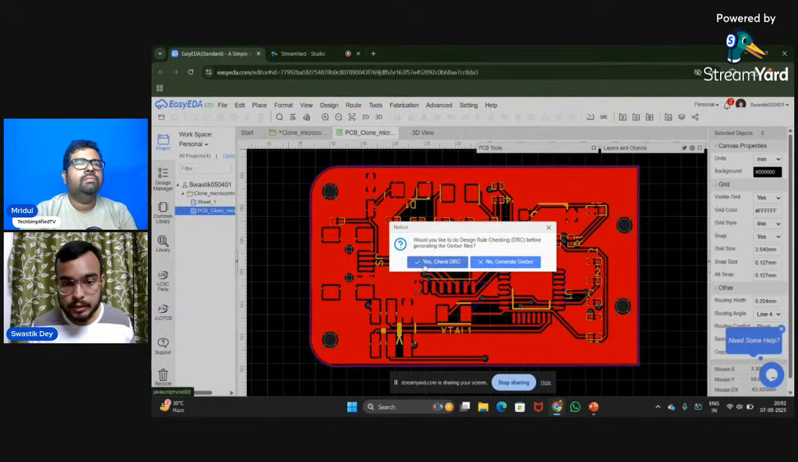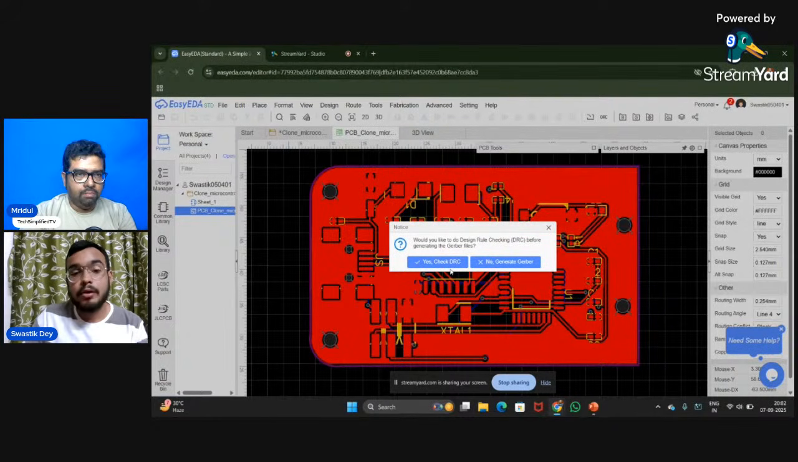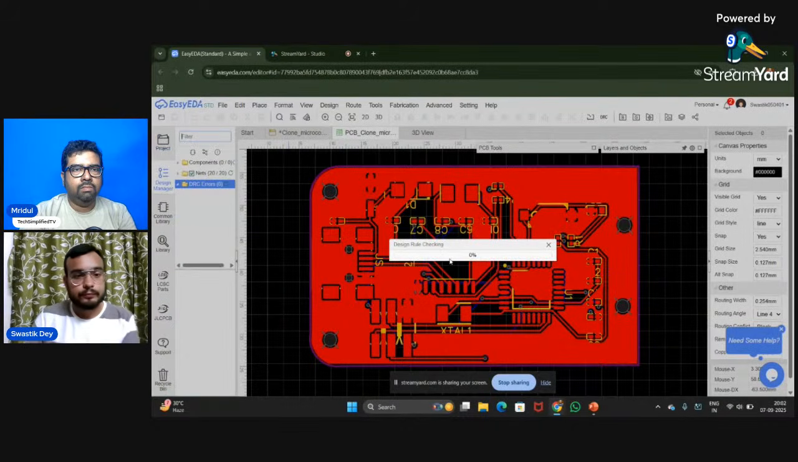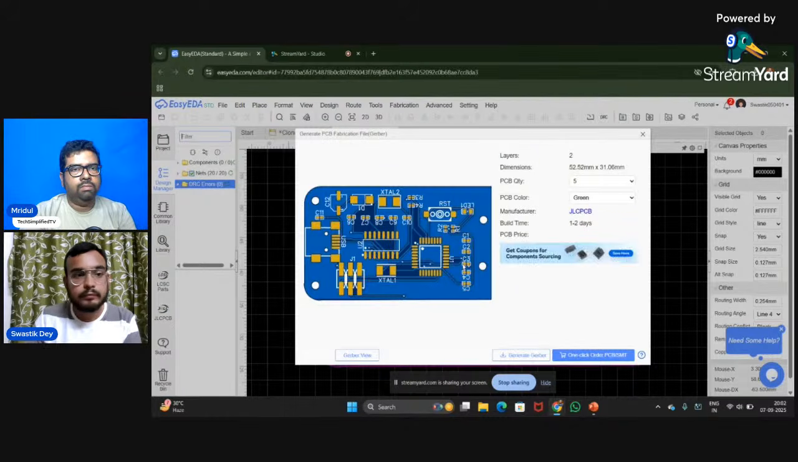There is something called DRC. This is a design rule check. This basically helps in checking whether the entire design is made in accordance with some rules. We can always run the DRC, and it takes a while to do the entire checking. Now before we generate the Gerber file, on the left hand side we can see that DRC errors are 0, so it means that there are no DRC errors over here. And we can always download this entire Gerber file from over here.